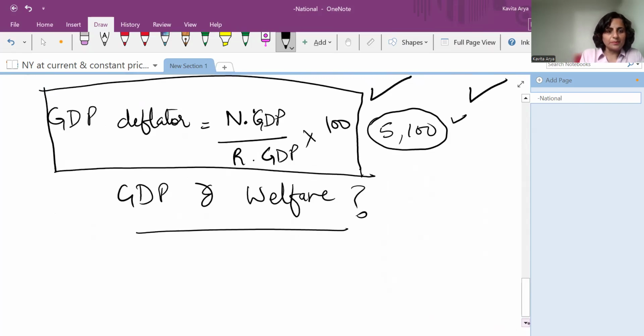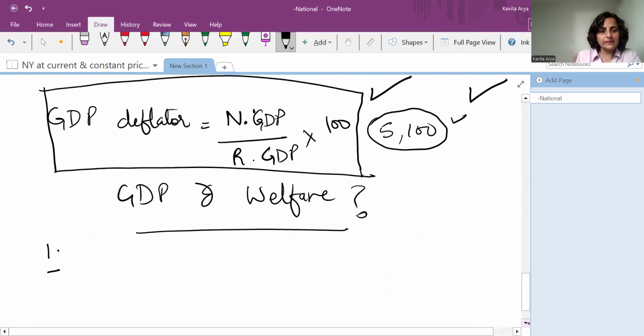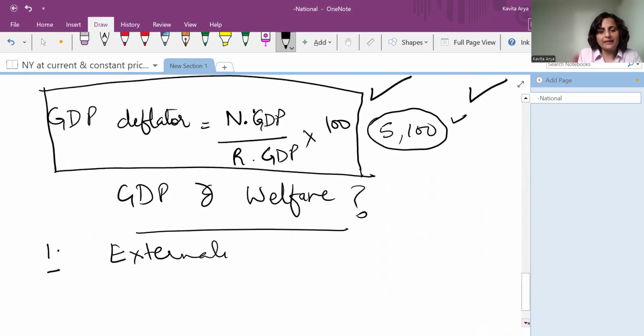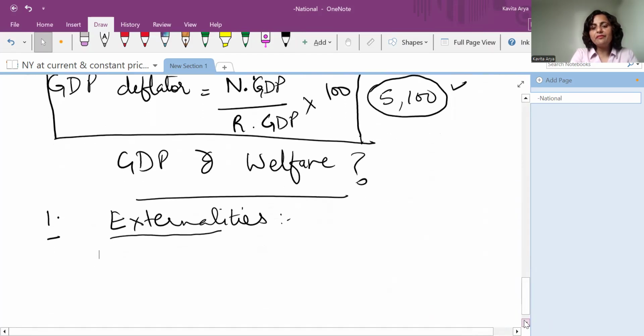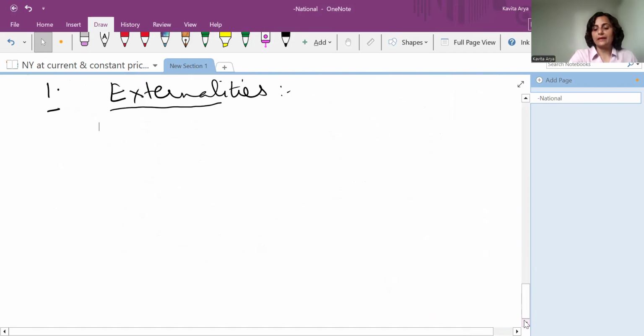And this can be substantiated by 4 or 5 points, and the first and foremost point is externality. Let's understand what we mean by the term externalities. Appreciate the word external here, and that only gives you how we define externalities.